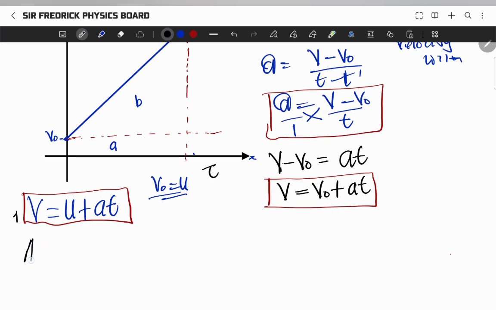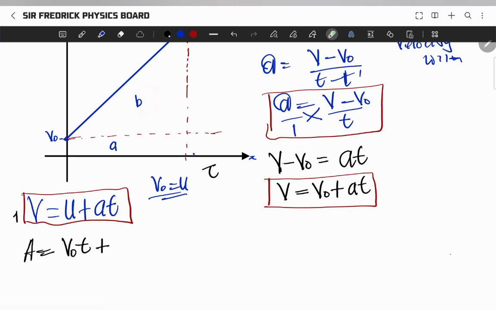We know that the area of the rectangle is just v naught times our length here. It's what? It's time. So we'll multiply by time. Okay, then since it's a total area, we are going to add the area of shape B.